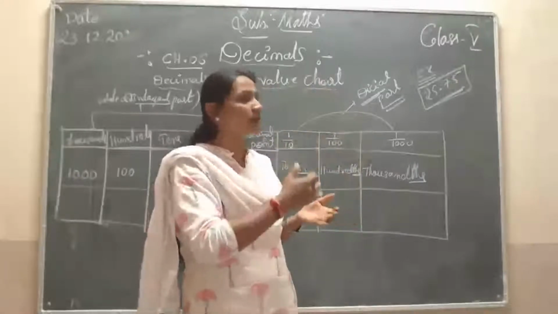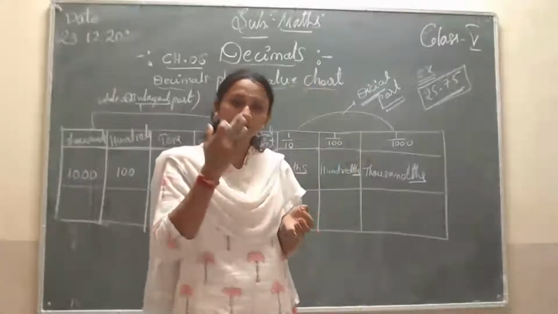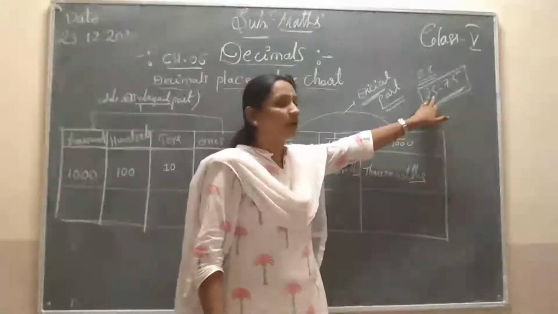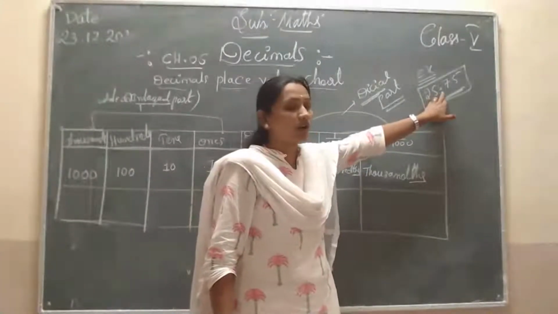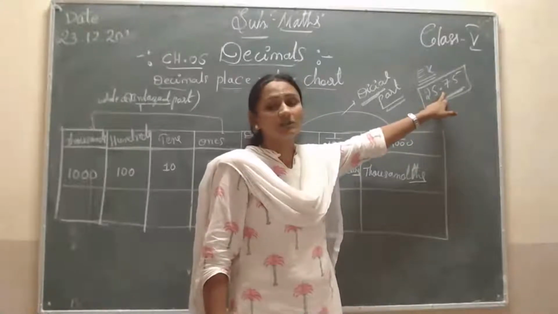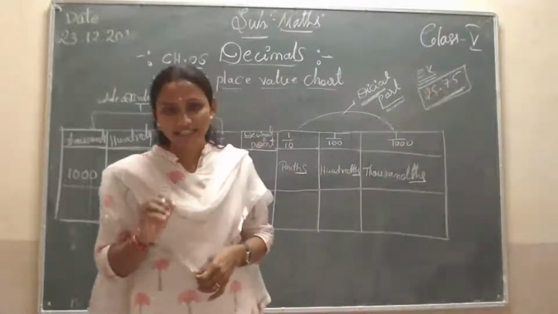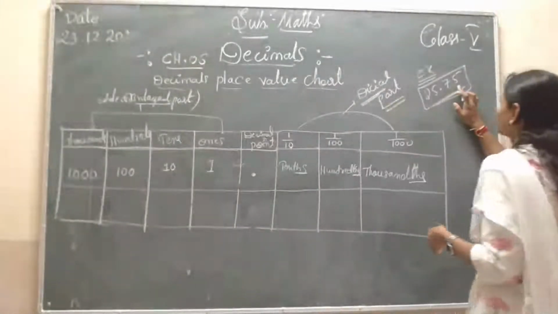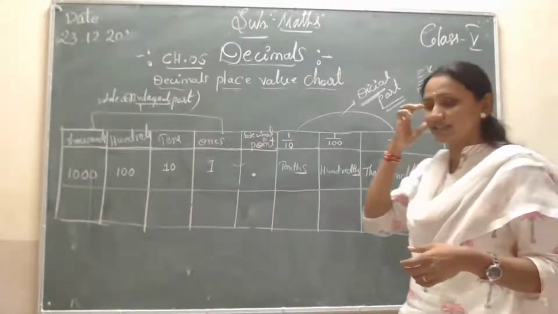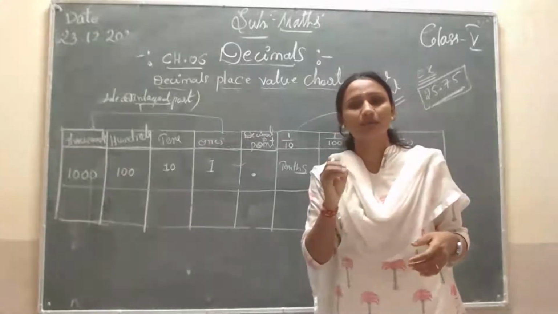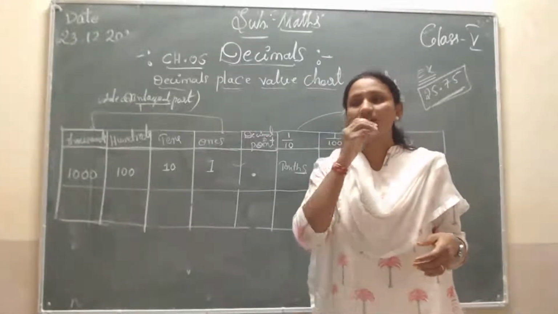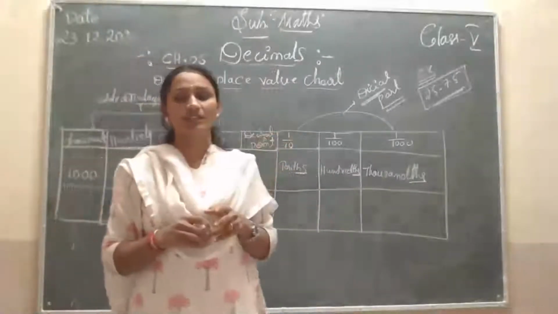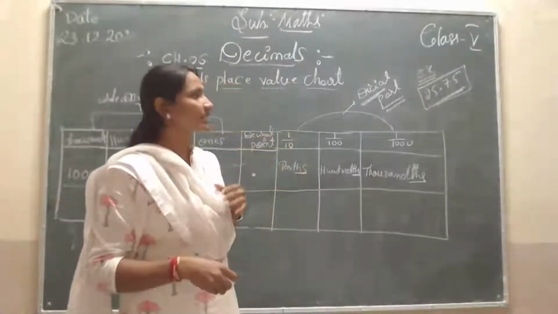The decimal point, before it you have to consider the rupees, because this is 25 rupees. The 25 rupees and the .75 means 75 paise. You have to consider it as paisa. You already learned this in previous classes, in the money chapters and decimals, but once again you have to recall it.